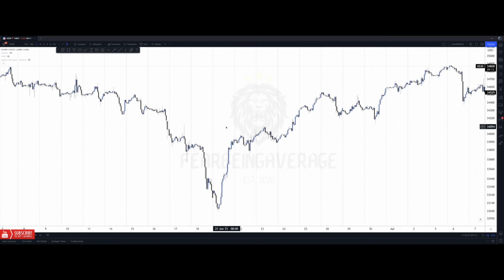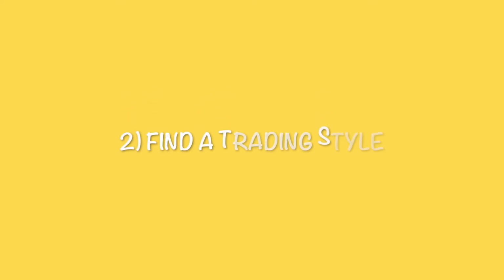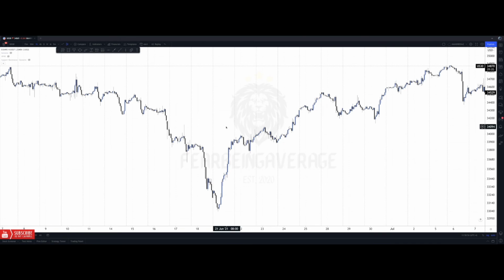So step 2, find a trading style. There's many different ways and styles that you could become a trader. So you got to take the time, however long it takes, to figure out the best style that fits your personality. Maybe you like to hold trades for a long time because you're very patient. Maybe you're not a patient person and you like to be in and out of the market, so you try to scalp or day trade. And at the end of the day, this is the most important because it's going to determine the rest of your trading journey, and it's going to decide where you start your journey at.